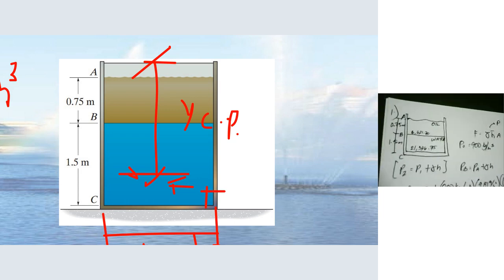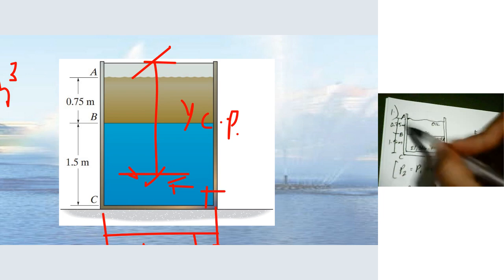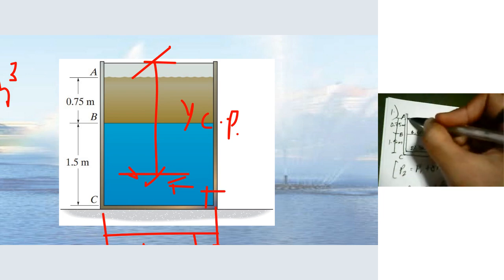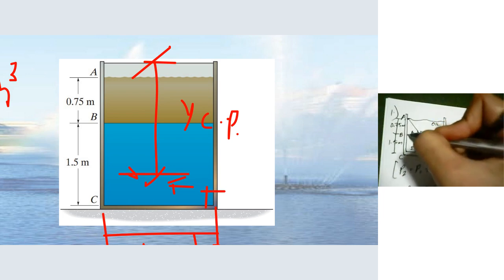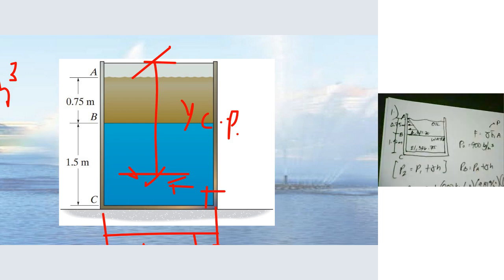Now, we can draw the pressure diagram. The pressure diagram for the oil, this is A to B, will be a triangle. And then for water, it will be a trapezoid.